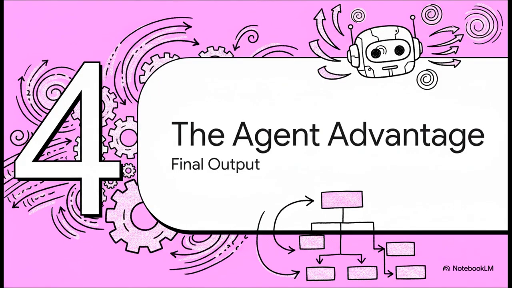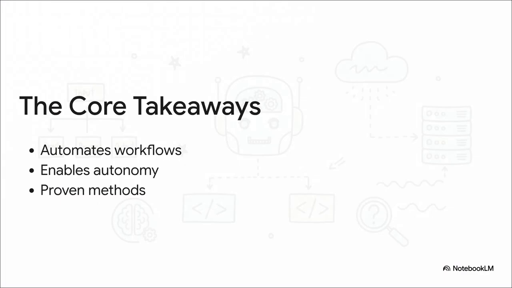And that brings us to our final section, Part 4, the agent advantage, covering the final output and real-world application. So you might be wondering, why go through all the effort of architecting system prompts and evaluation loops? Well, because the payoff is massive.